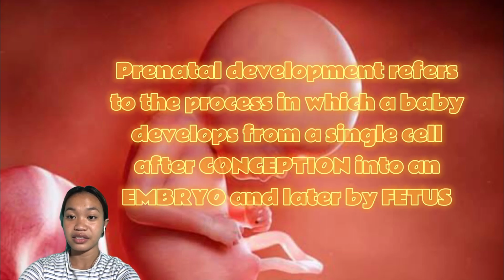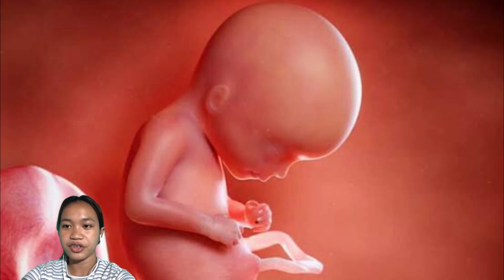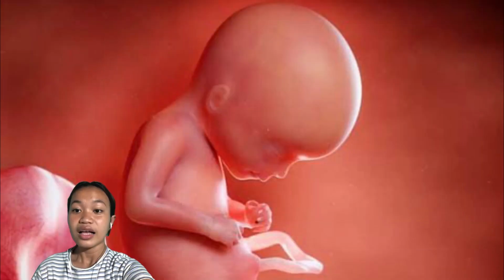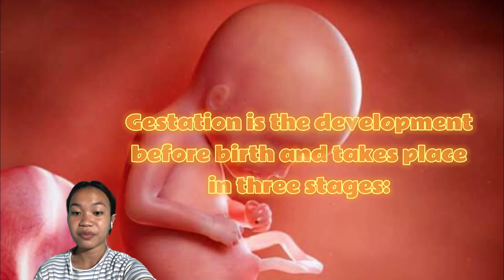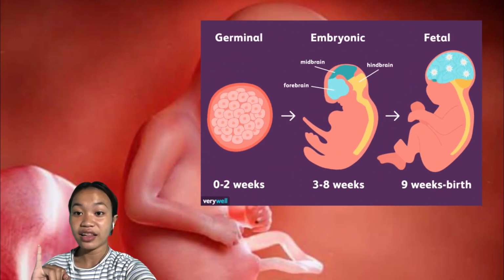Prenatal development refers to the process in which a baby develops from a single cell after conception into an embryo and later a fetus. The average length of time for prenatal development to complete is 38 weeks from the date of conception. Gestation is the development before birth and takes place in three stages: germinal, embryonic, and fetal.